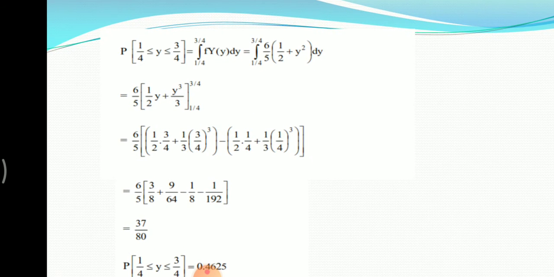Probability of 1/4 ≤ y ≤ 3/4. That means the limits lie between 1/4 to 3/4. Because y lies between 1/4 to 3/4, we have to take f_Y(y). Suppose x lies in some interval, then we have to apply f_X(x). So to get the answer, just substitute the f_Y(y) function and integrate with respect to y. I think you know how to integrate y with respect to the y variable, very simple. And after the integration, substitute the limits, and the answer is 37/80, or we can also give it as a fractional value.